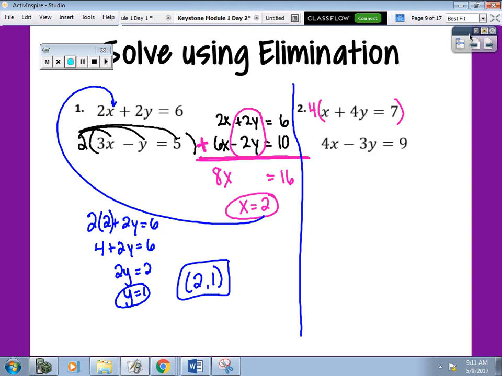So doing this one, I will get 4x plus 16y equals 28. The bottom one stays the same, 4x minus 3y equals 9. And then I put my big addition or subtraction bar. Would I be adding or subtracting these equations to get the x to become 0?